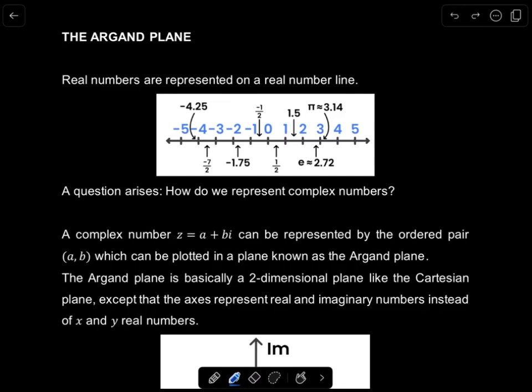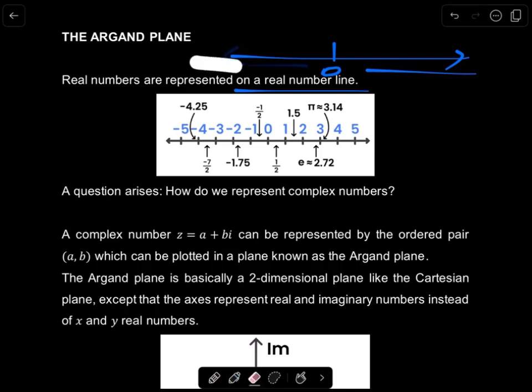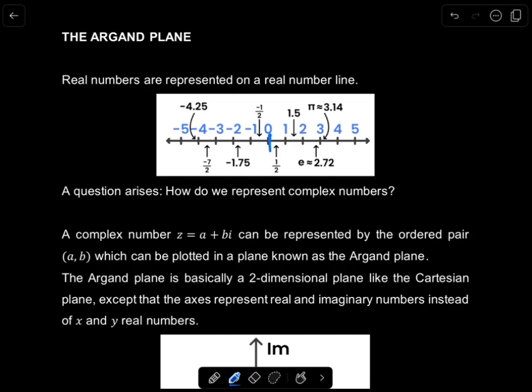Real numbers are represented on a real number line. Okay, basic stuff. Here's 0, and then you have your positive numbers and your negative numbers to the left of 0. So here's a cool picture that I found of the real number line. There's 0, you have 1, 2, 3, 4, 5, negative 1, 2, 3, 4, and then all the way to negative 5. You have some fractions, decimals, Euler's number, pi, those irrational numbers. Everything is on that real number line.